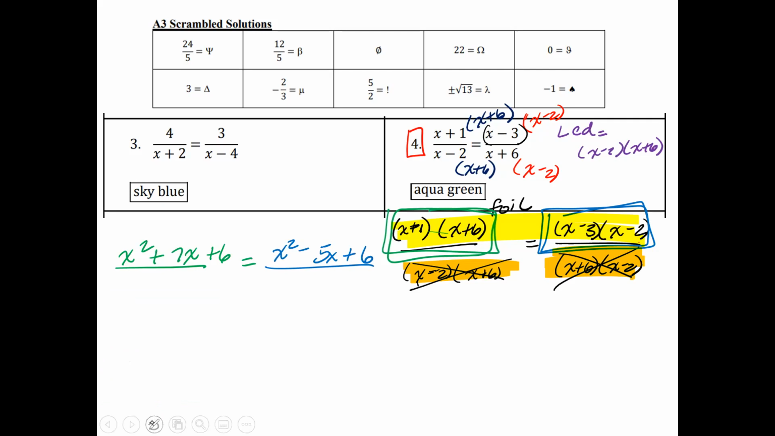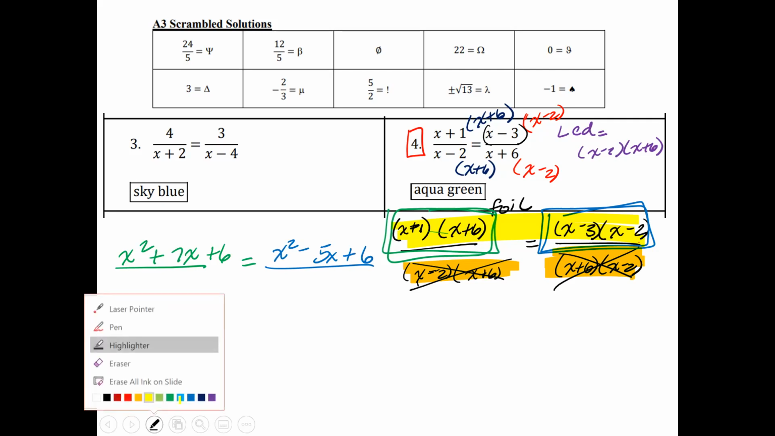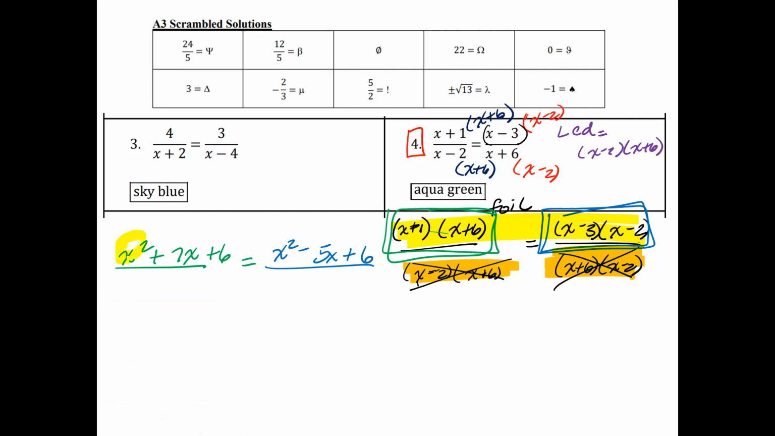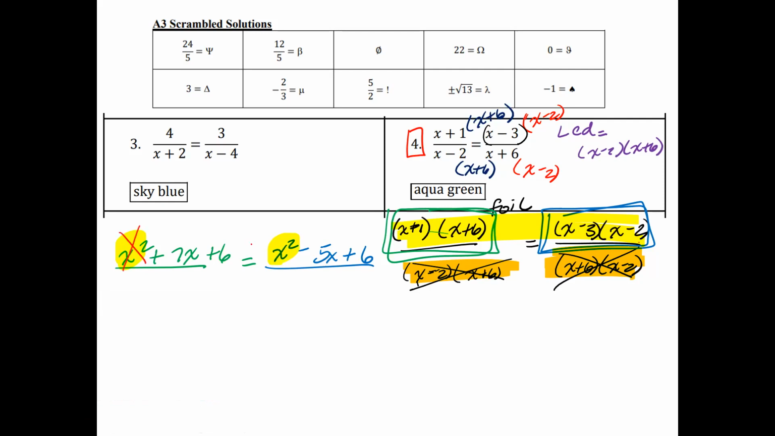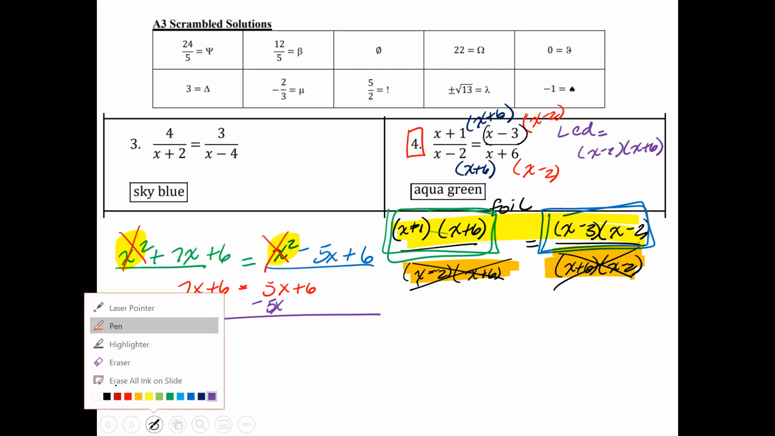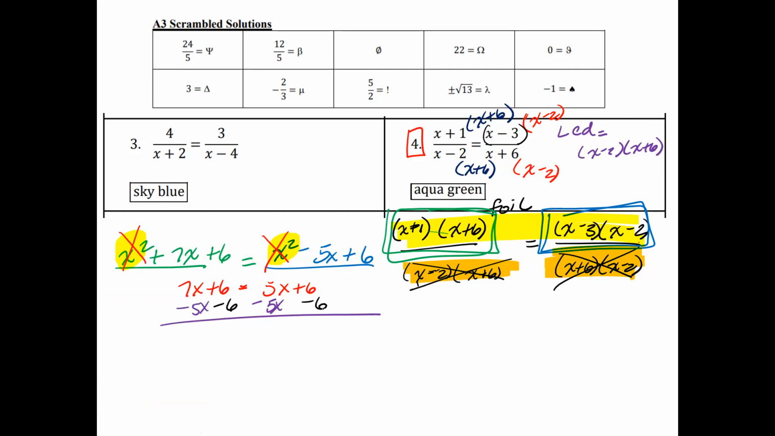All right. Now looking at this, what do you see that's the same on both sides? Does everyone see how there is an x squared here and an x squared here? Does everybody see that? So then what you're going to do is you're just going to cancel that because it just cancels out. Then you're left with a 7x plus 6 on the left, 5x plus 6 on the right. And you guessed it, we're going to move that 5x on both sides. But then we're also going to get rid of that positive 6 with a negative 6.